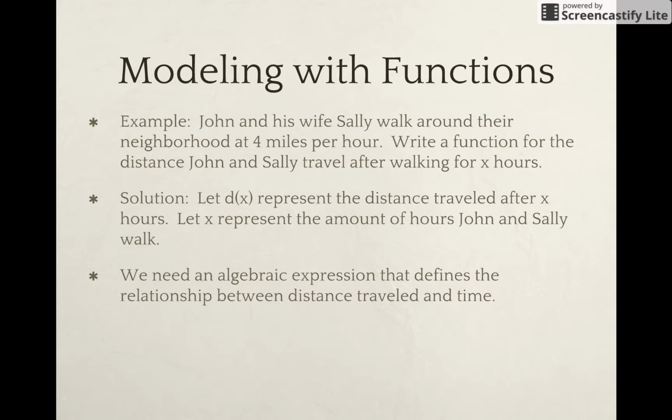Take a look at another example. John and his wife Sally walk around their neighborhood at 4 miles per hour. We want to write the function for the distance that John and Sally travel after walking x hours. So our solution, we'll let d of x represent the distance traveled after x hours. And again, x is going to represent the amount of hours John and Sally walk. We need to come up with an algebraic expression that defines the relationship between the distance and time travel.